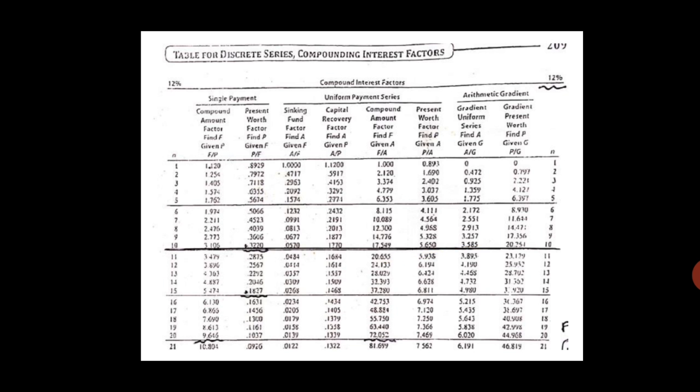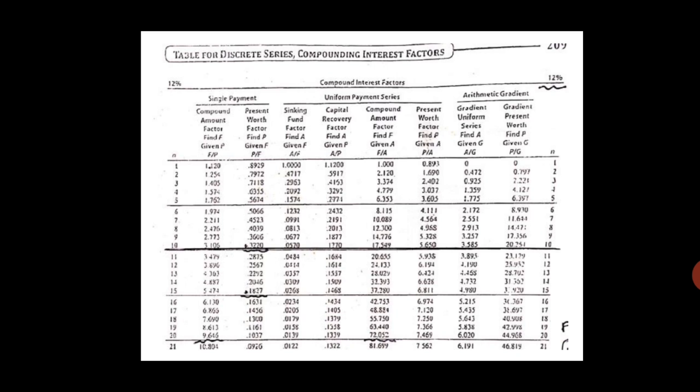Otherwise, you have this compound interest factor chart. Please see this chart here. This chart is for 12% interest. In the top left side as well as right side it is written that the interest rate is 12%. Now come to the line n is equal to 20 years. In the first column, you can see F by P.